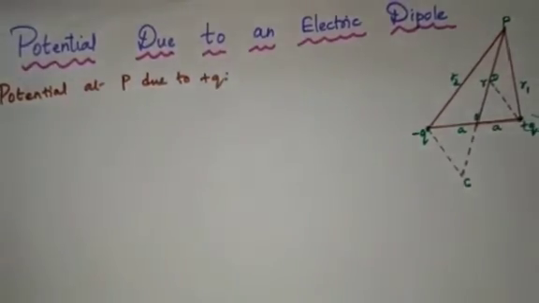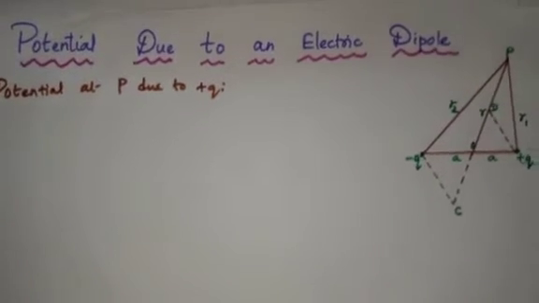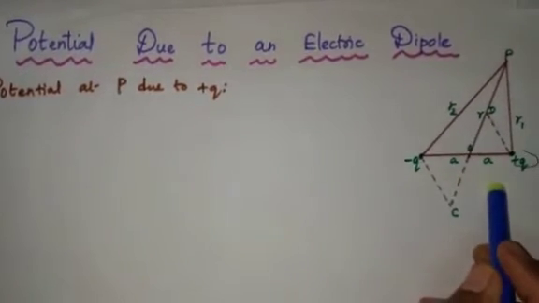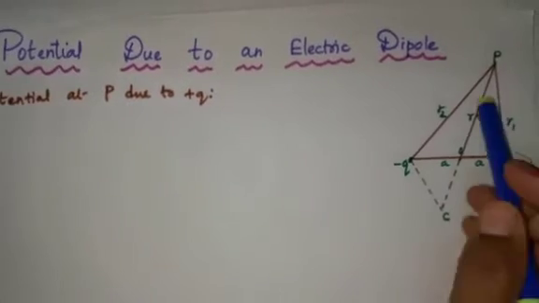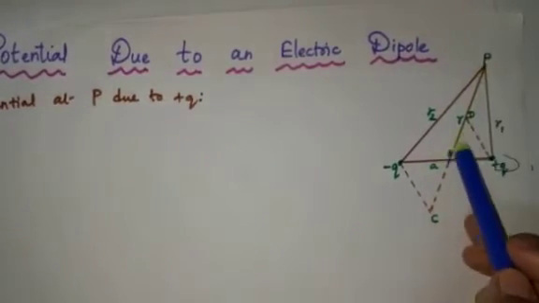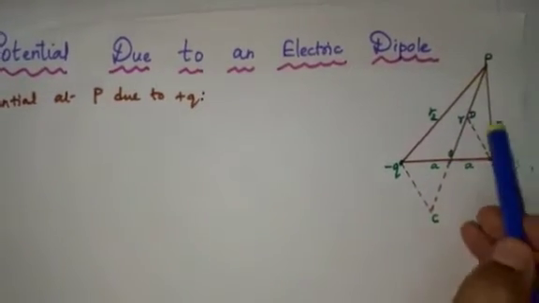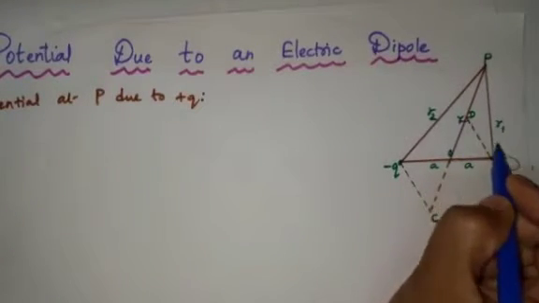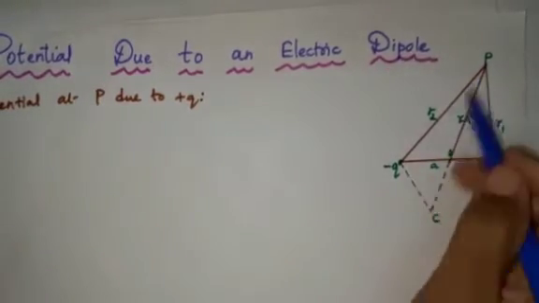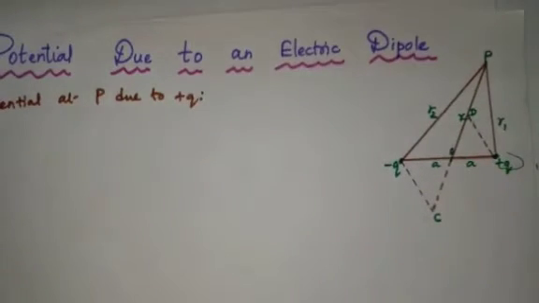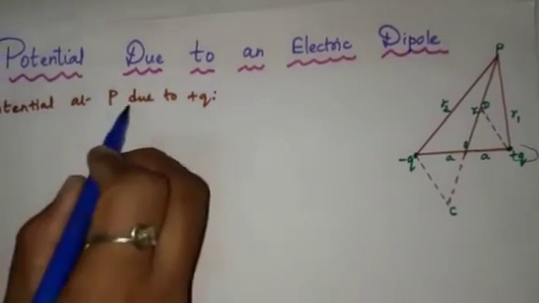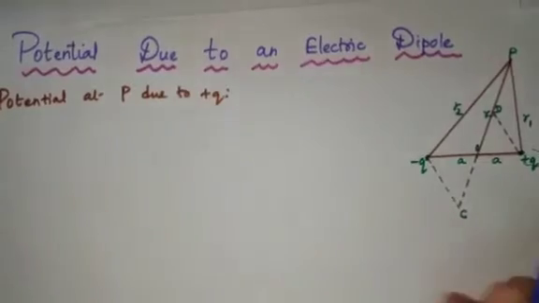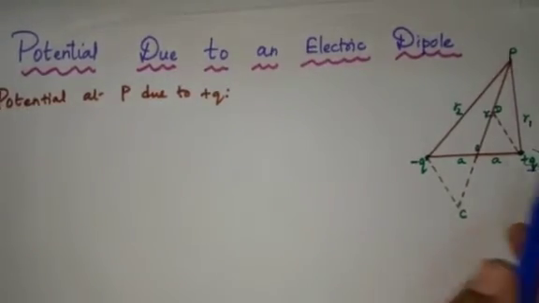This figure represents the charges minus q and plus q separated by distance 2a. The distance from O to P is r. We want to know what r1 is, from here till here, and this is r2. We'll find that out. So, potential at P due to plus q.